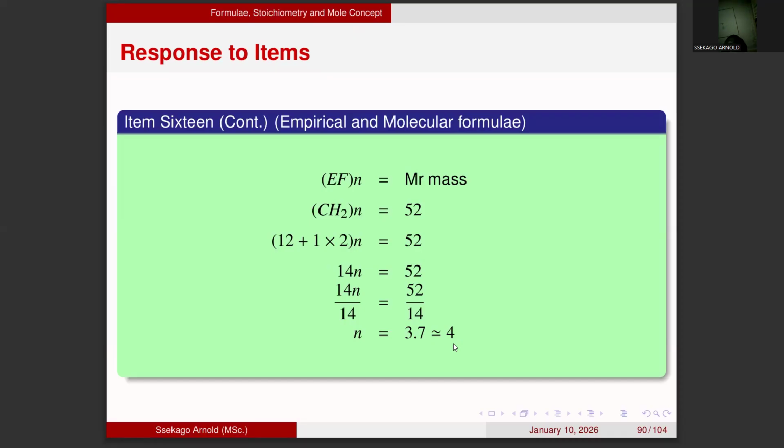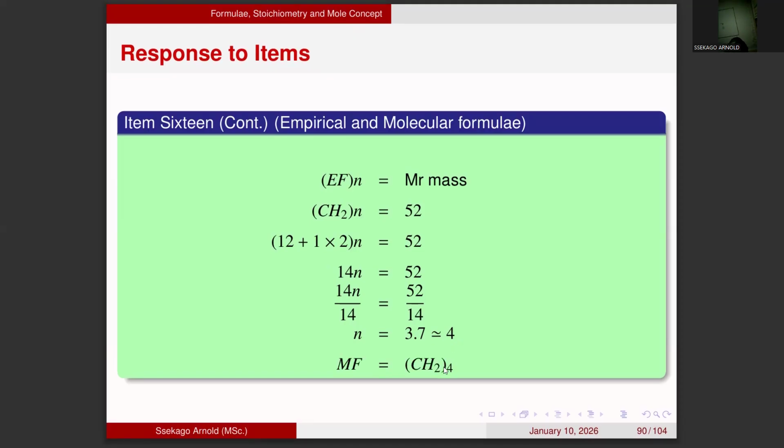Then I substitute back my value of n. On the empirical formula, I substitute n, which is 4, and this 4 multiplies on carbon and also on hydrogen. Therefore, after multiplying, this will be my molecular formula, C4H8. And this marks the end of item 16. So allow me first to stop here for item 16.